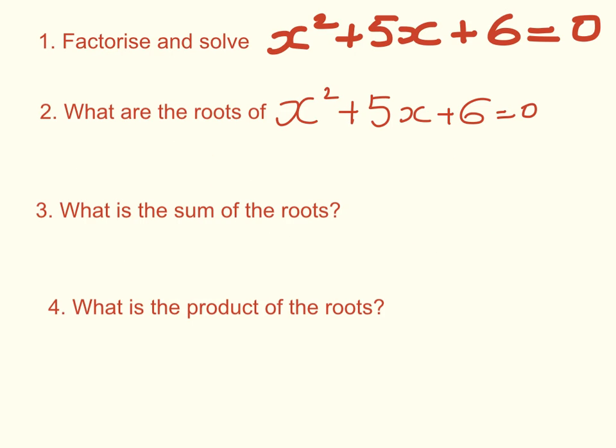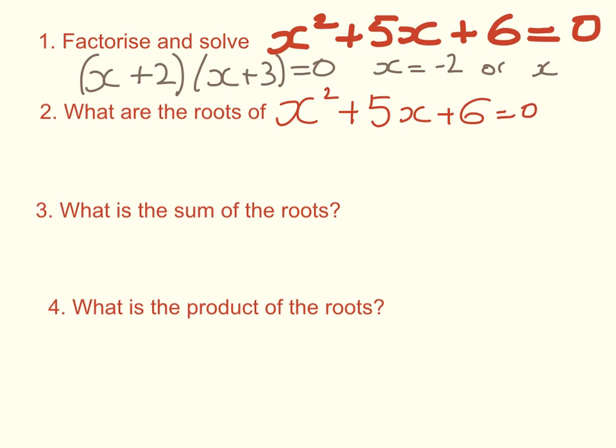Right, so pause the video and try these 4 questions. Okay, so first factorise and solve this little quadratic. Well, we should pretty easily get x plus 2 times x plus 3 equals 0. I've got 2 solutions, either x equals -2 or x equals -3. So what are the roots of that equation? Well, the roots are both of those. So the roots are -2 and -3.